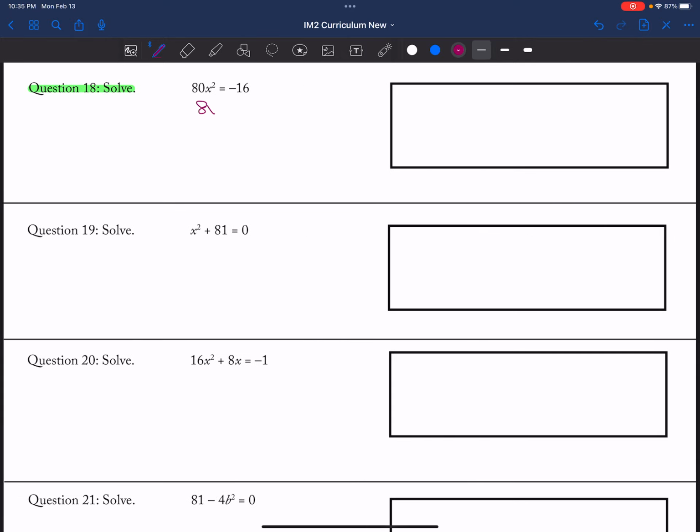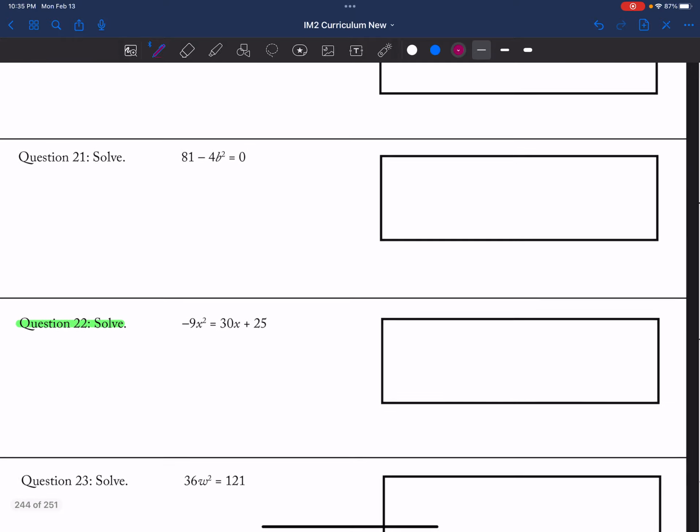Okay, so 80x squared plus 16 is equal to 0. So I can factor, no, I can factor a 16 out. So then that leaves me 5x squared plus 1 is equal to 0. So this is also no solution. It's actually no real number solution. They would actually be imaginary numbers.